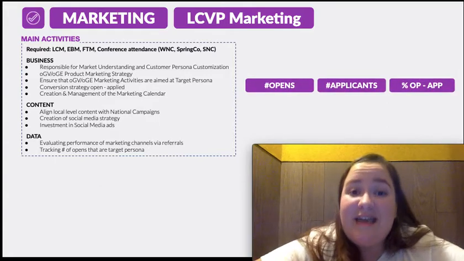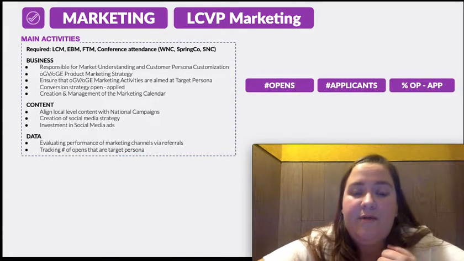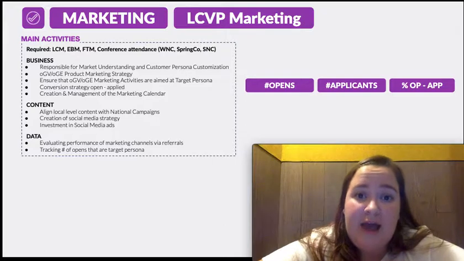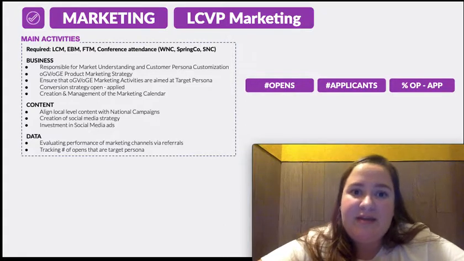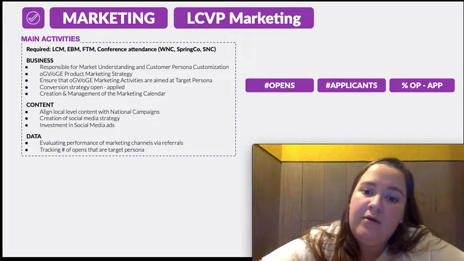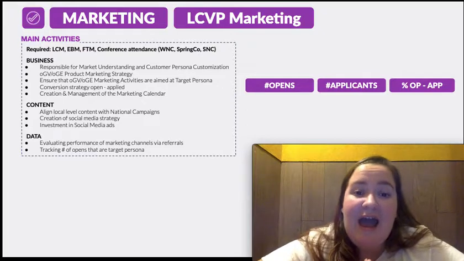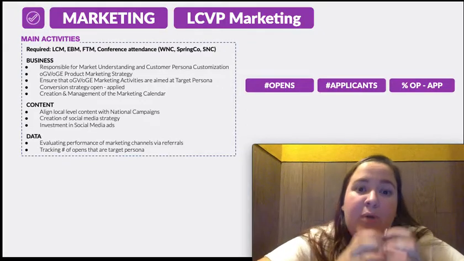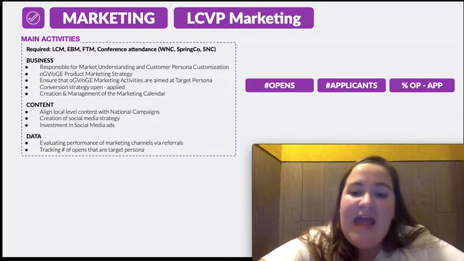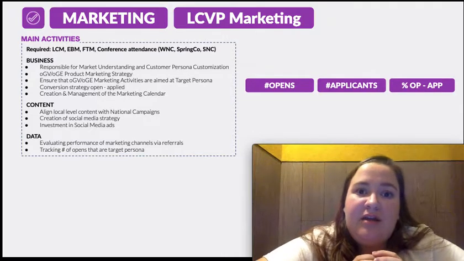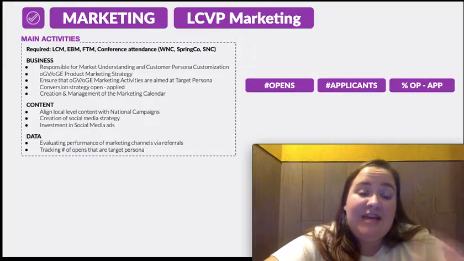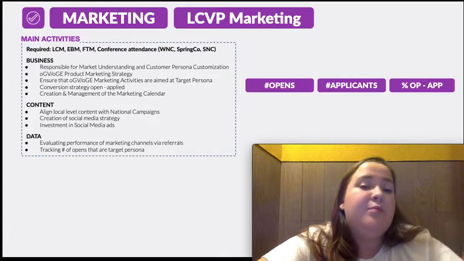The measure of success for marketing is 3 things: number of opens, number of applicants, and open to applied conversion rate. Opens, because this is the first step of getting people in the funnel. Applicants, because this measures how it crosses over to OGV and OGE, and this is pushing somebody into the customer flow. And open to applied, you want to make sure that you are effective in keeping your members and keeping your EPs and pushing them through the funnel.